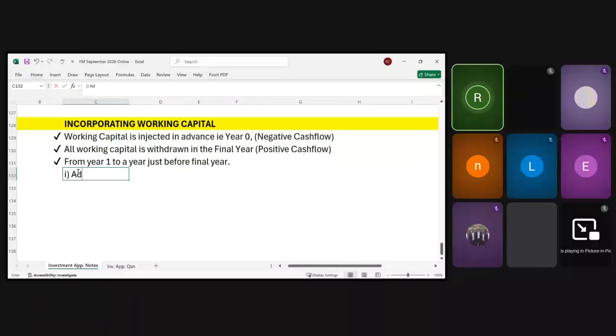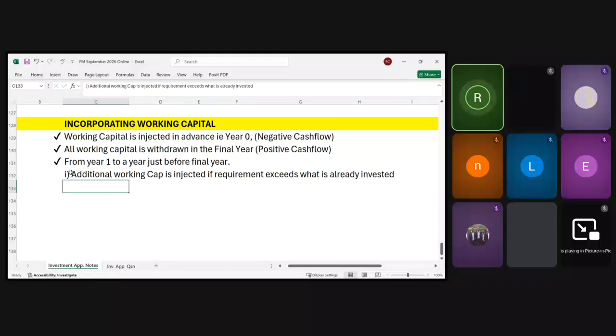Additional working capital is injected if the requirement exceeds what is already invested. If we require more working capital than what we have, we just need to invest the additional component only, right? That is it.